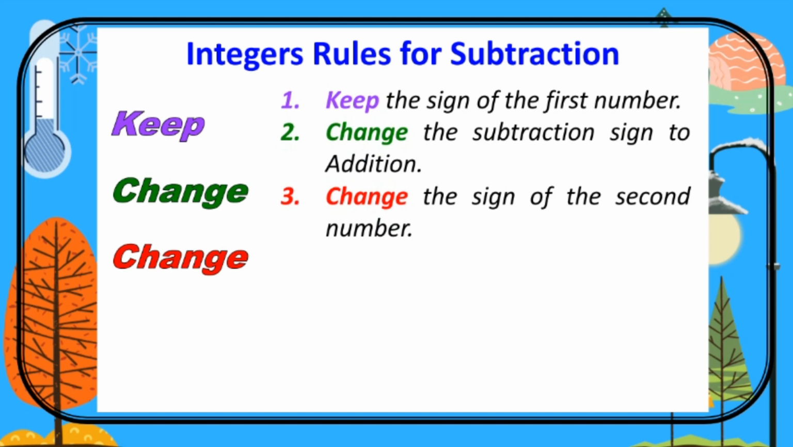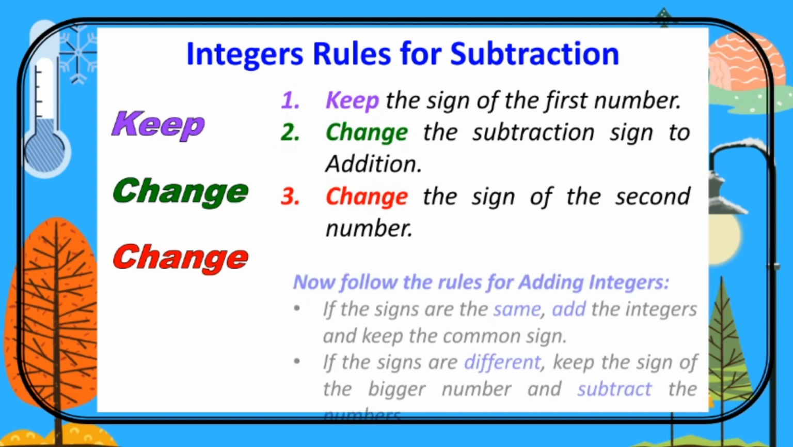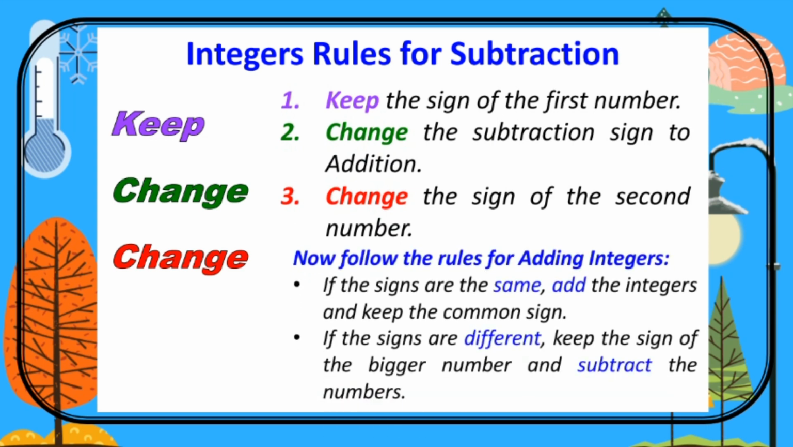Kokopyahin na lang. Number 2, change the subtraction sign to addition. So, yung subtraction or yung minus sign, papalitan ng plus sign. Number 3, change the sign of the second number. Ang second number natin ay ang subtrahend. So, mag-change tayo ng sign. And then, kapag natapos na, babalikan natin yung adding integers.